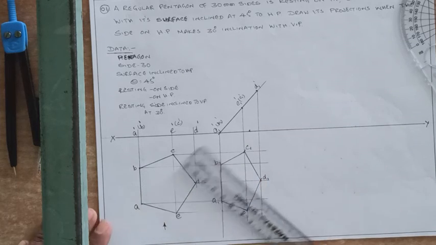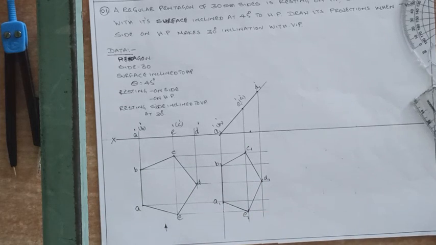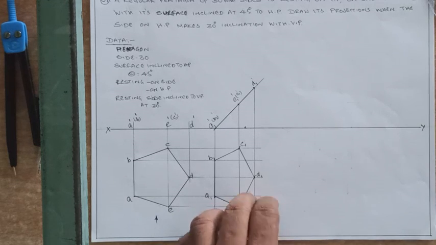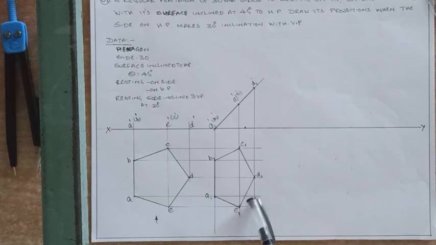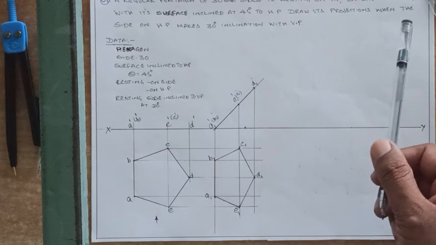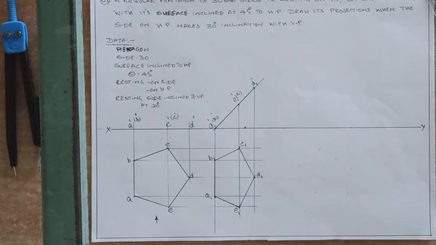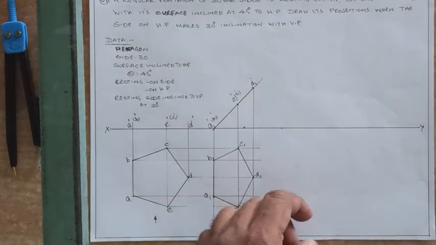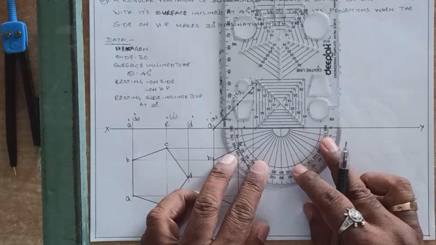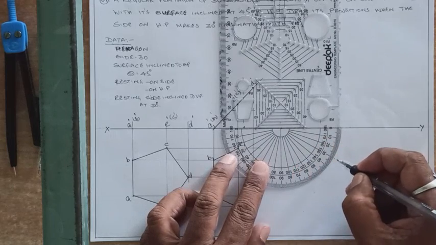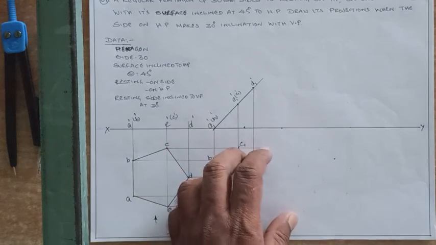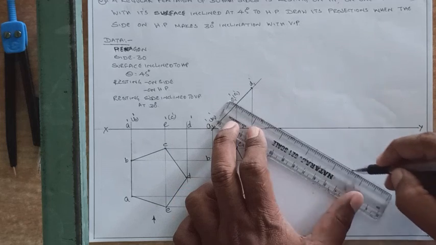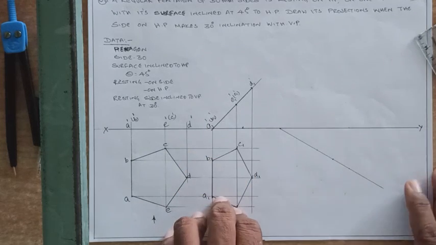Now you have drawn the front view and the top view for the surface condition. Now the important position: you have to rotate this top view such that the side is inclined at 30 degrees with VP. So anywhere on the XY line, mark a point using a protractor, taking that point as reference point and the XY line as reference line. At 30 degrees, mark the point and draw a thin inclined line.